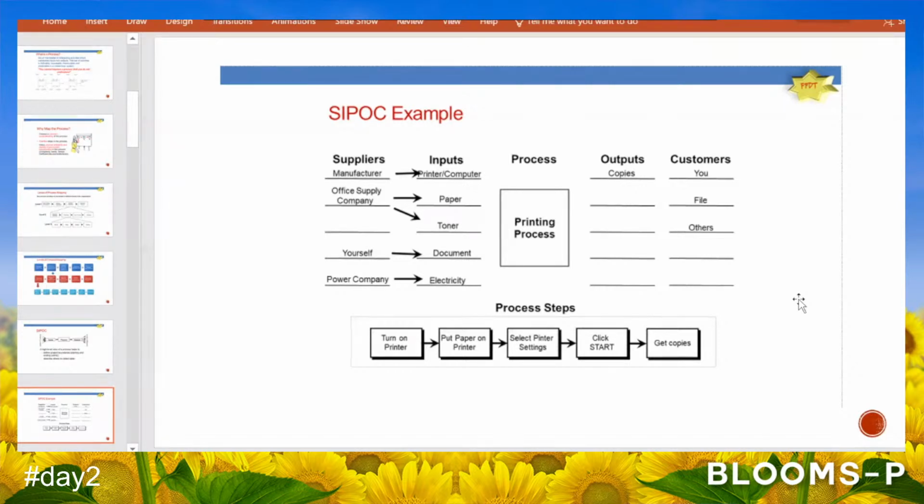So therefore, if those things are associated and put into one, the process is now printing. So what could be the output? Of course, the copies of the document that you wanted to produce. And who can benefit from those copies? You yourself and the others. That will serve as the file, for instance. That is a concrete example of a SIPOC, my dear friends.